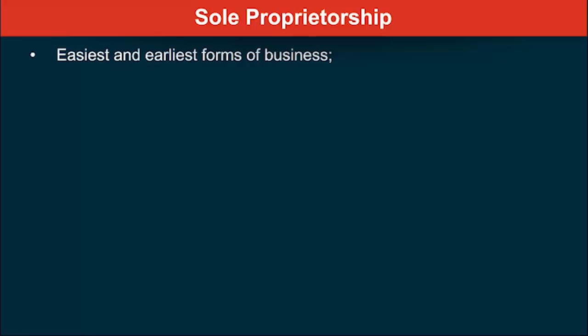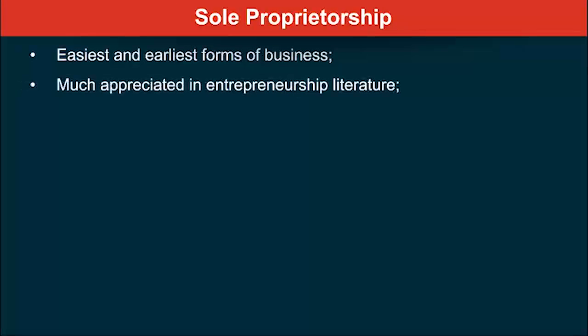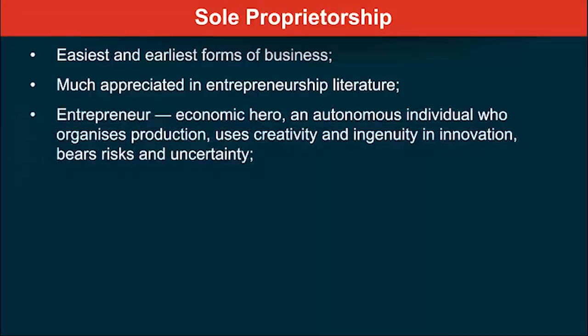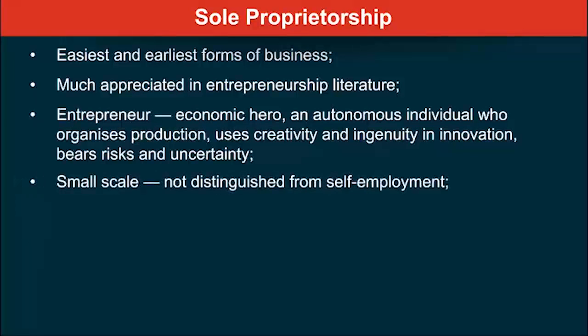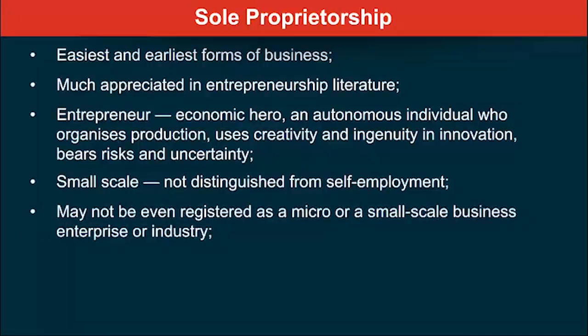You see it all around you, isn't it? So you have this person who starts a shop, let's say. So that person is an entrepreneur, an economic hero. Why? Because they create GDP. That's what we say. They are a single individual who is organizing production, uses his own creativity, ingenuity, right? And normally it is small scale. It is not different from self-employment, right? They may not even be registered as a micro or small scale business enterprise or industry.